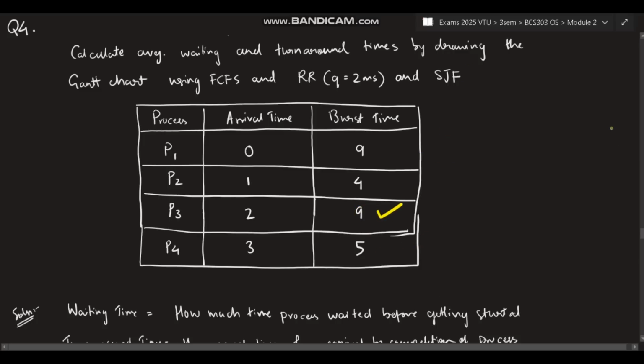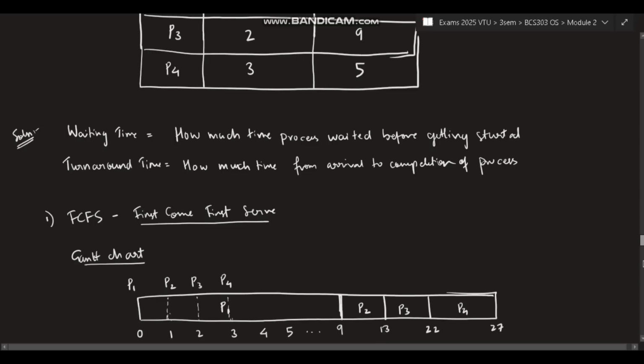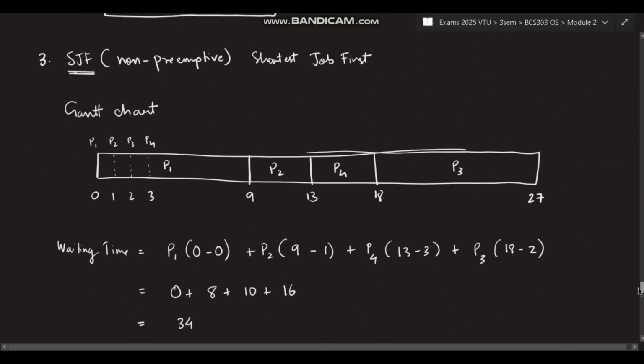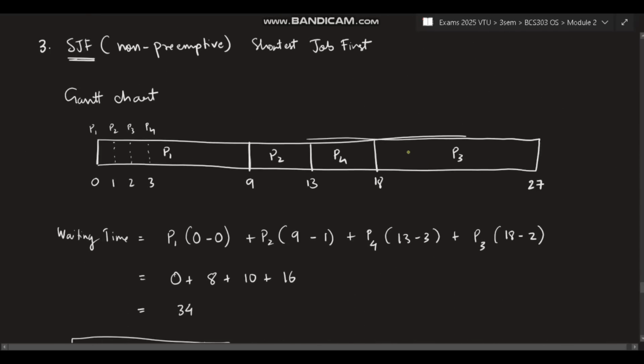Okay, so SJF, we will be discussing the non-preemptive one here. The preemptive one also follows the same thing, just a bit more complex. Okay, now first let's make the Gantt chart. P1, P2, P3, P4 arrive at 0, 1, 2, 3.